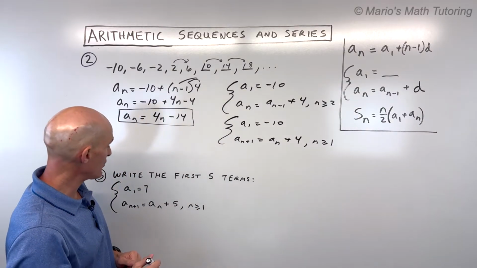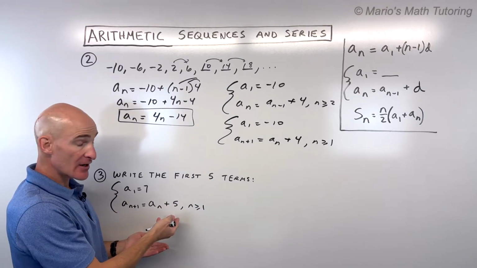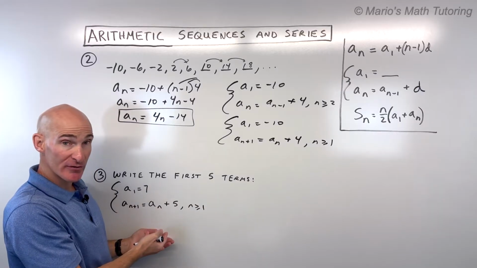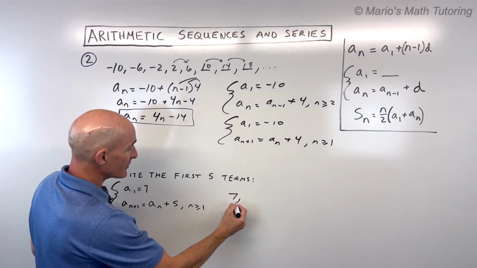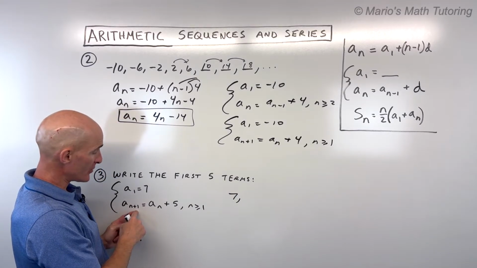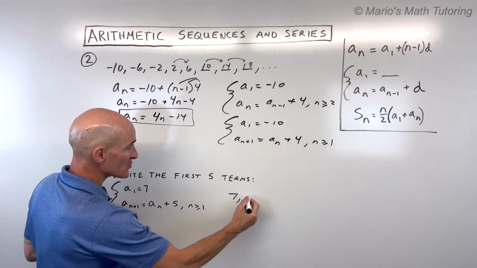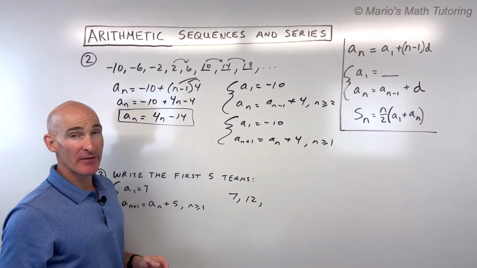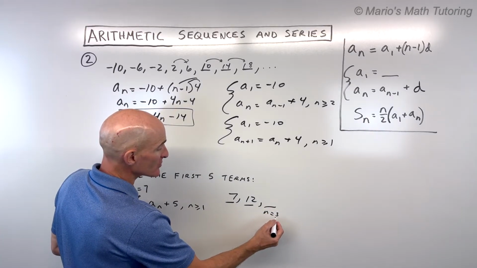And for number 3 now, let's look at this one. It says write the first 5 terms, and notice they're writing this arithmetic sequence recursively. So they give us the first term, which is 7. If we want to find the next term, the n plus 1th term, we take the term that we're on and add 5 more, so this would be 12. Now some students might find this a little tricky, so what you could do is say, all right, I want n equals 3.